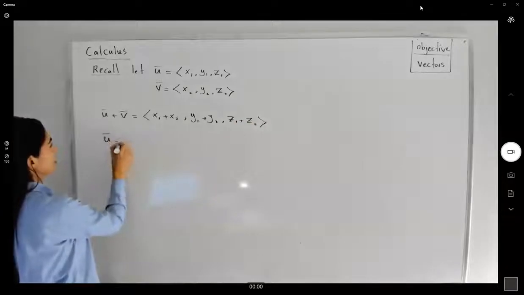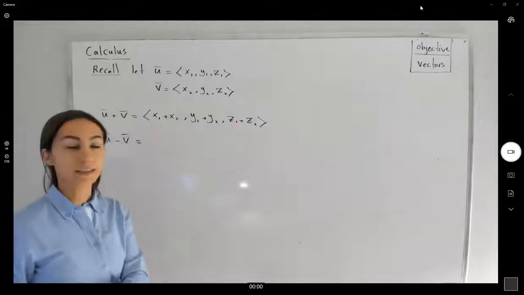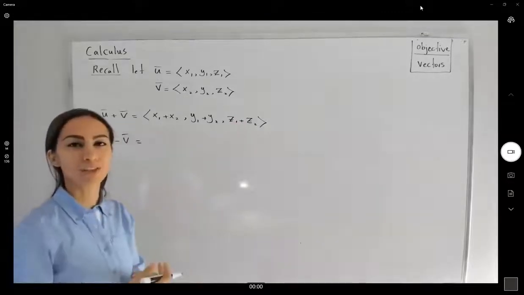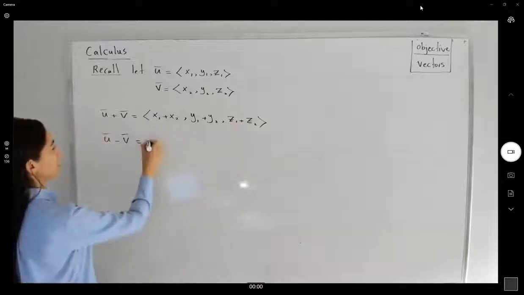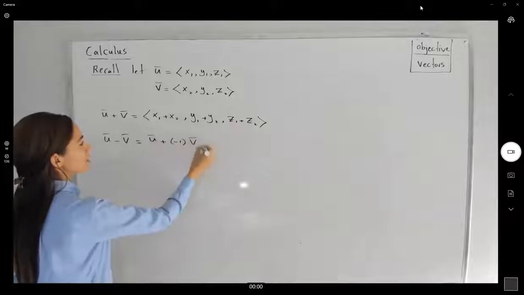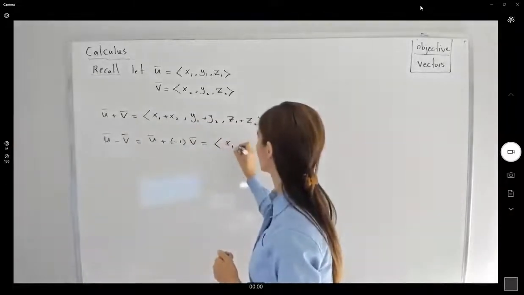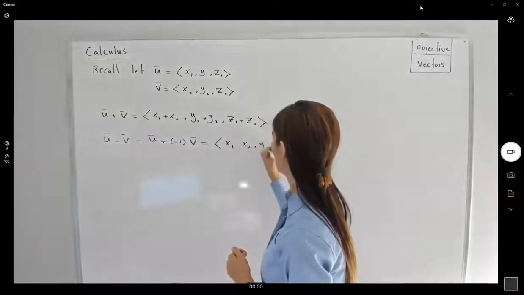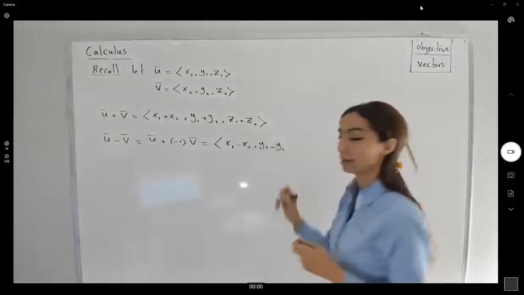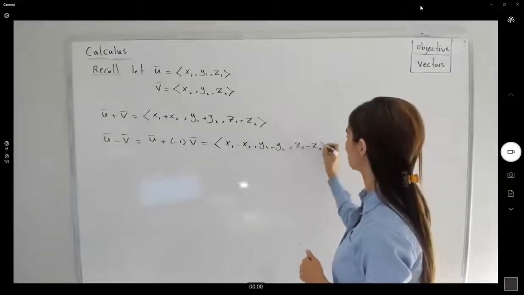Well, remember that to subtract these two vectors, it's nothing but adding U and the opposite direction of vector V. So it's going to be U plus minus 1 times vector V, which we define this way: x1 minus x2, y1 minus y2, and finally the last component, which is z1 minus z2.